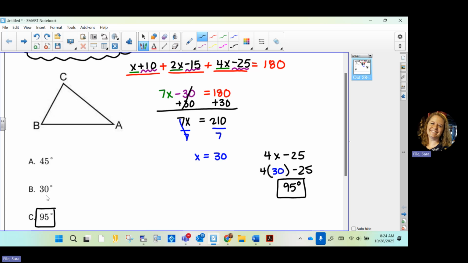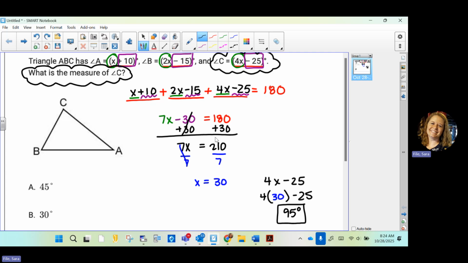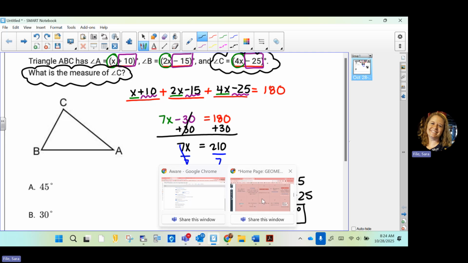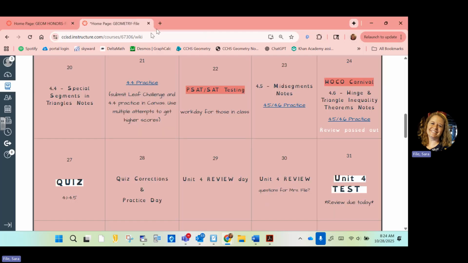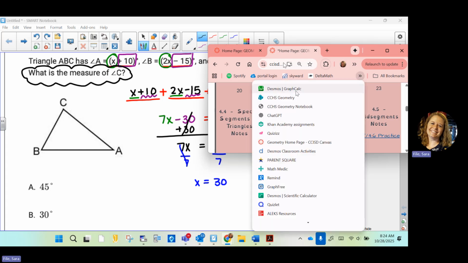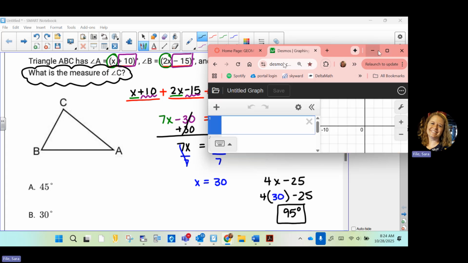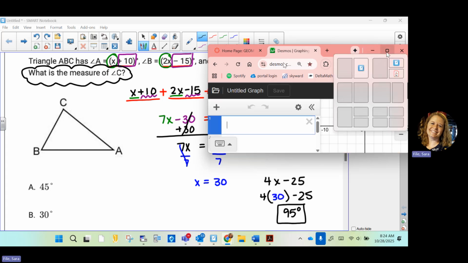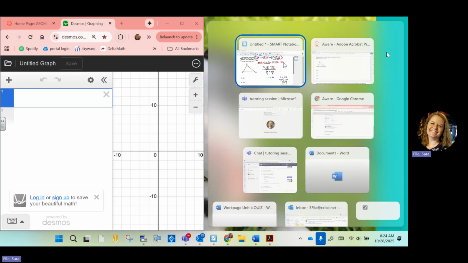Now, I have shown y'all how to do this algebraically all unit, and we practiced it. We did it in the notes. We practiced it in the practice. You were supposed to do it on the quiz. If you've done this on the review, this is how I've showed you how to do it. But I want to show you something, because you get to use Desmos. I'm going to pull up a Desmos graphing calculator here, and let me split screen this.